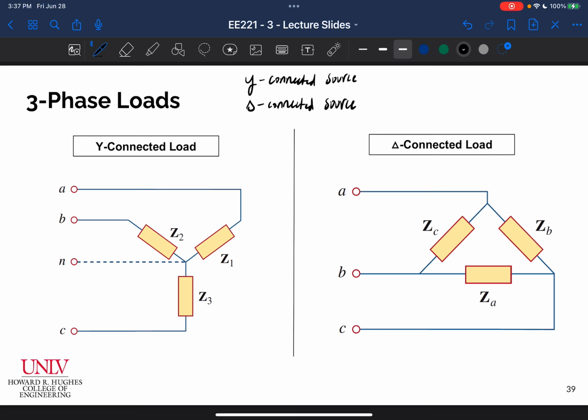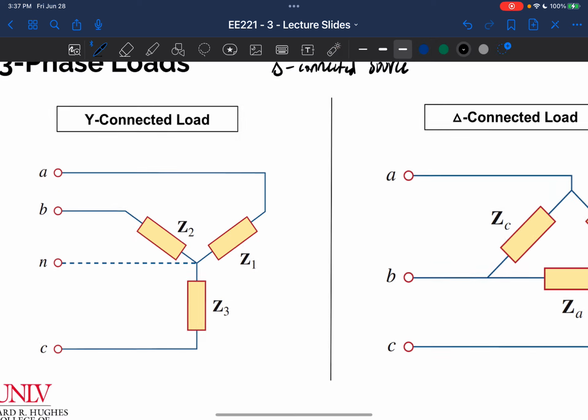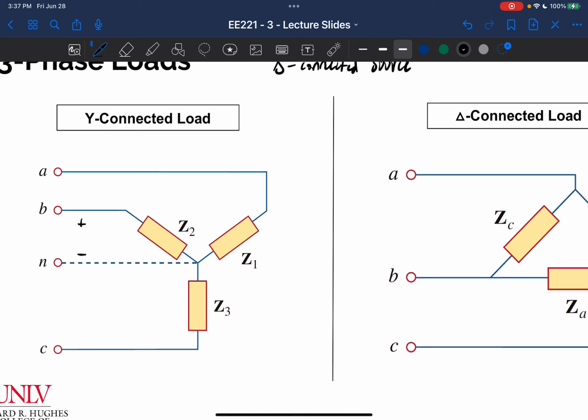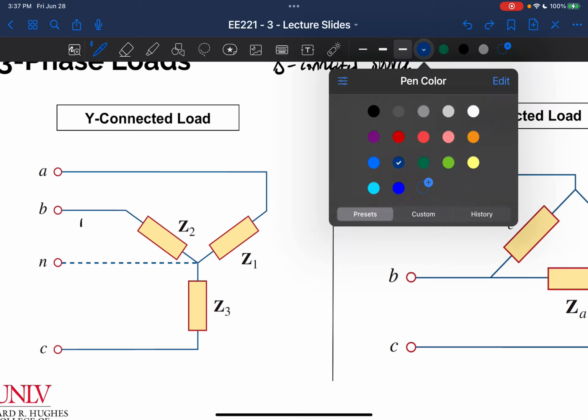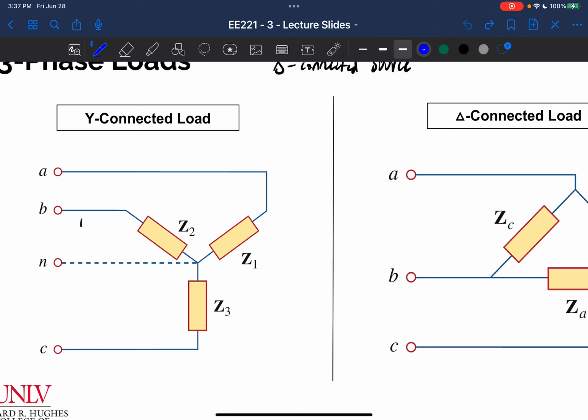As far as the Y and delta connected loads, it's basically just 2 different ways to connect 3 different loads. They don't have to be resistors, of course. They could be any number of elements that create some kind of impedance here, Z1, Z2, and Z3. But if they're configured in this Y configuration, of course, that's called a Y-connected load. And basically what it means for it to be Y-connected is it has a line to neutral voltage across it. So if you remember, we talked about line to neutral voltages a couple slides ago.